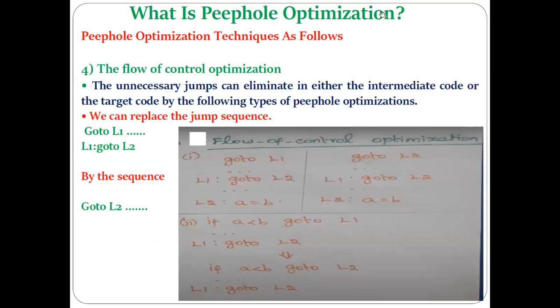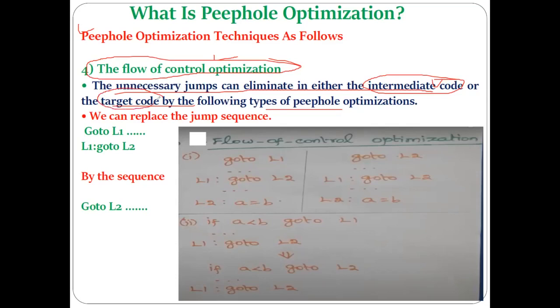Now the next technique is flow of control optimization. This technique is generally performed after the target code generation as a part of peephole optimization, where the unnecessary jumping instructions can be eliminated either in the intermediate code or target code. It can also be performed before the target code generation. If it is performed before the target code generation, then it is performed on the intermediate code. But if it is performed after the target code generation, then it is performed on the target code itself.